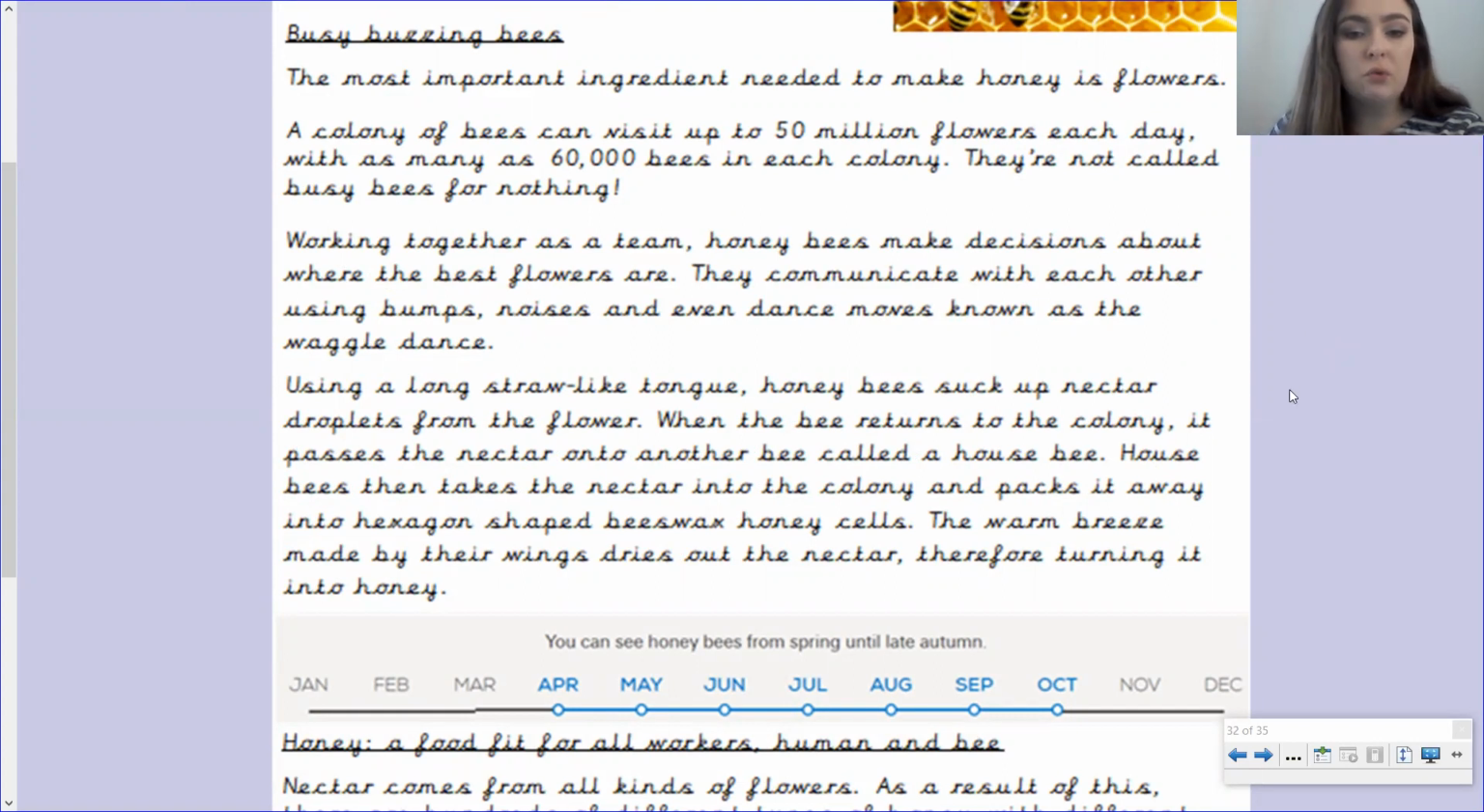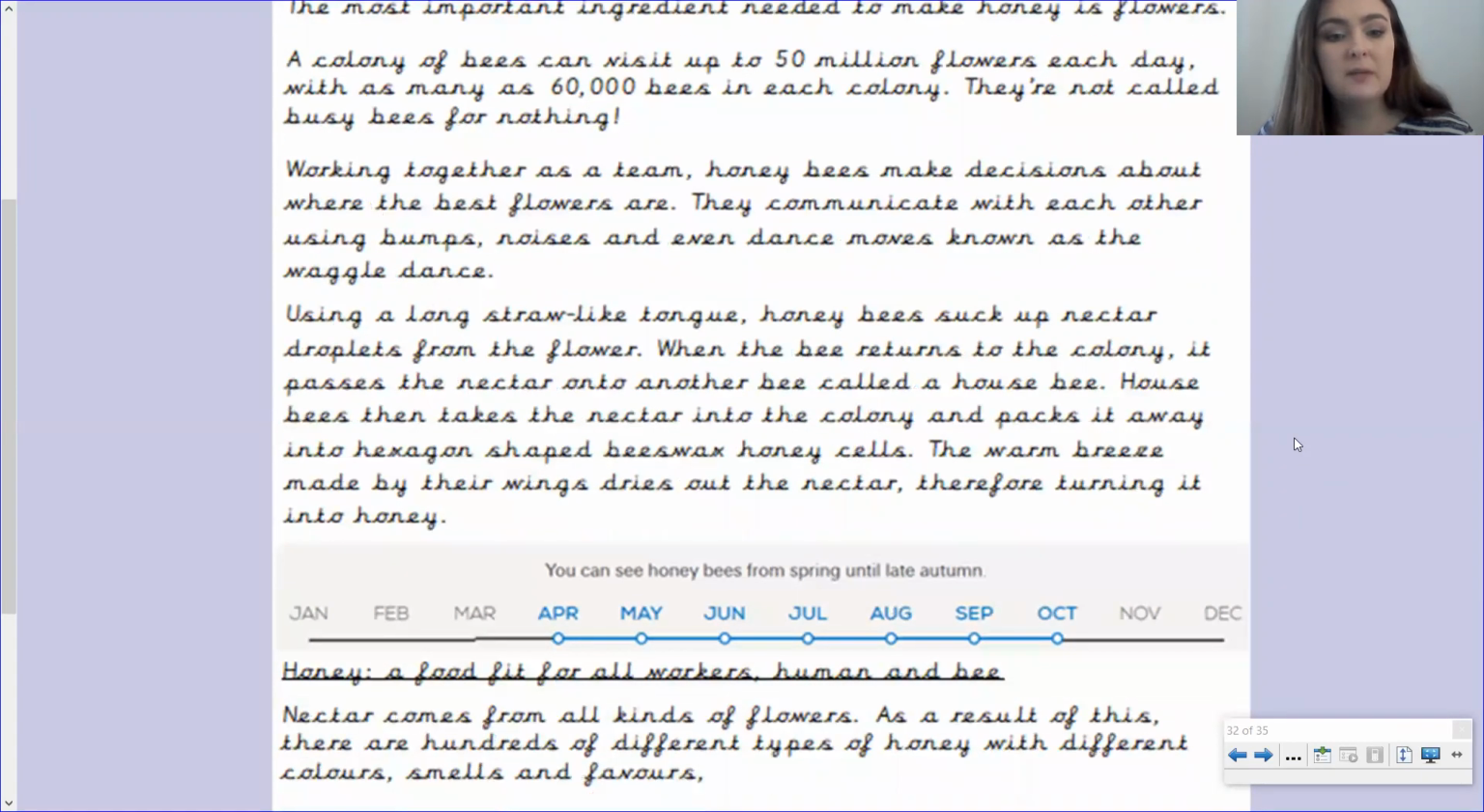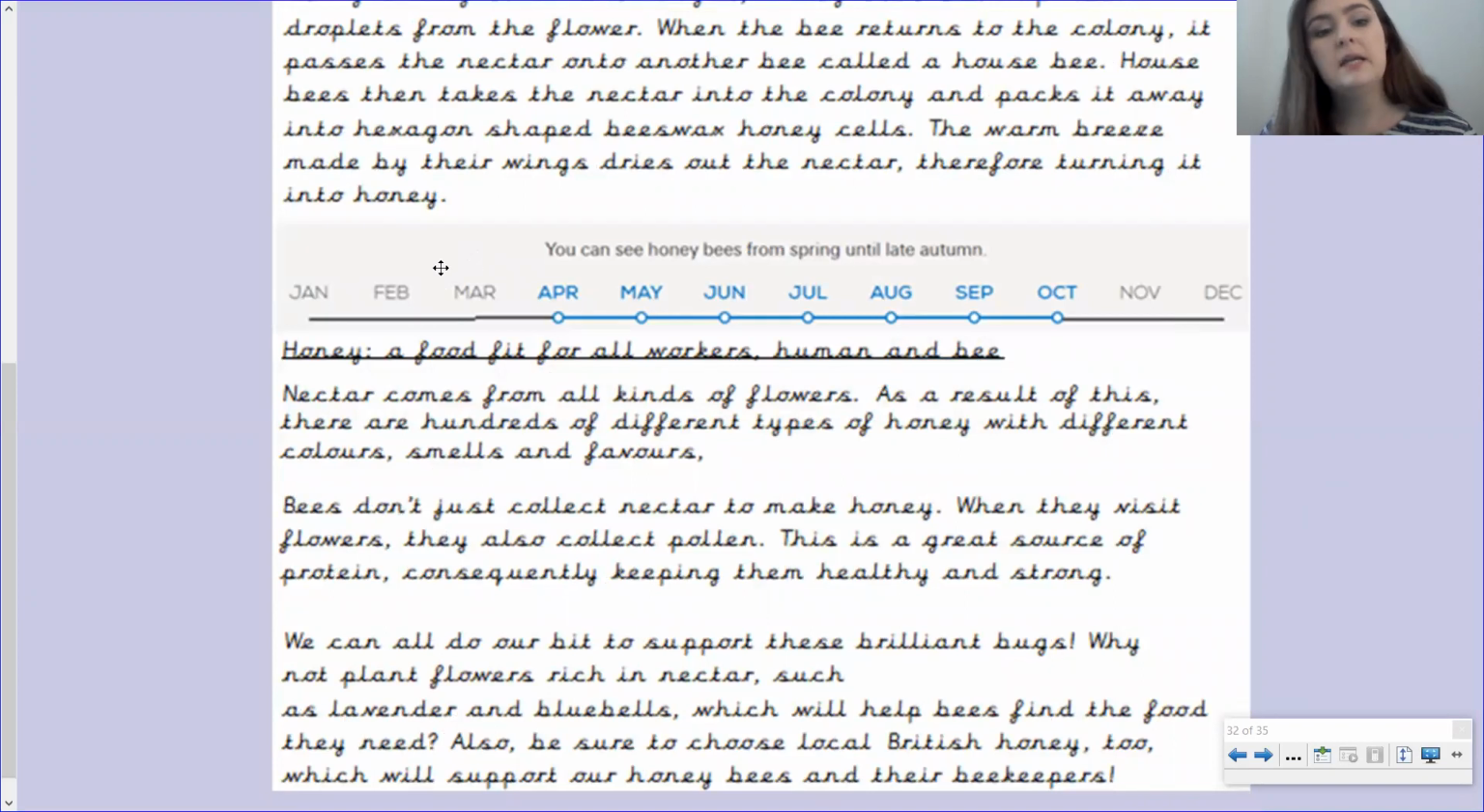Using a long straw-like tongue, honeybees suck up nectar droplets from the flower. When the bee returns to the colony, it passes the nectar onto another bee called a house bee. House bees then take the nectar into the colony and pack it away into hexagon-shaped beeswax honey cells. The warm breeze made by their wings dries out the nectar, therefore turning it into honey. And then we've got a diagram here where you can see honeybees from what months.